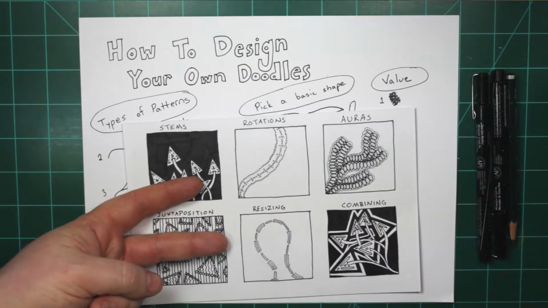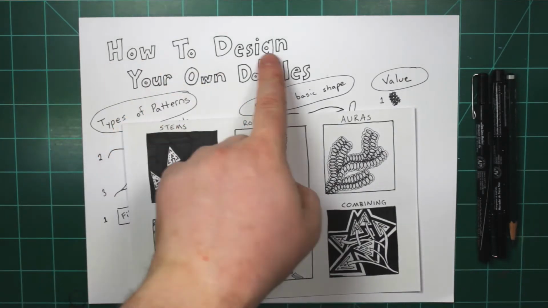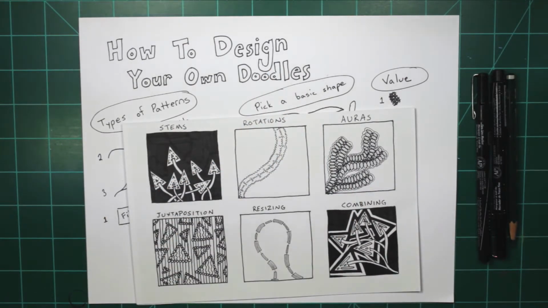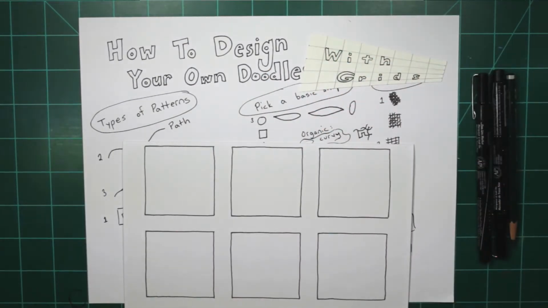For my last two Zentangle tutorial videos, I talked about how to design your very own doodles. Today I'm going to carry along with that same theme with grids.